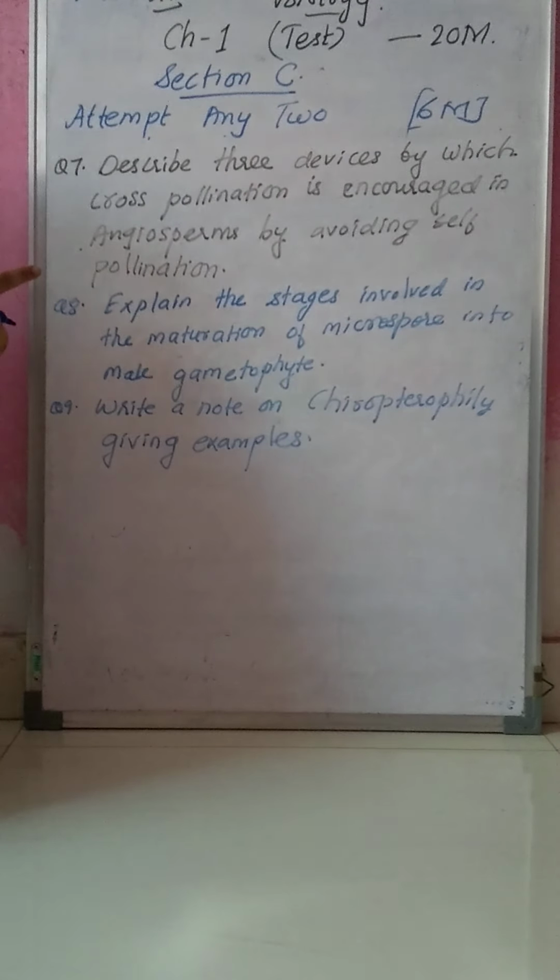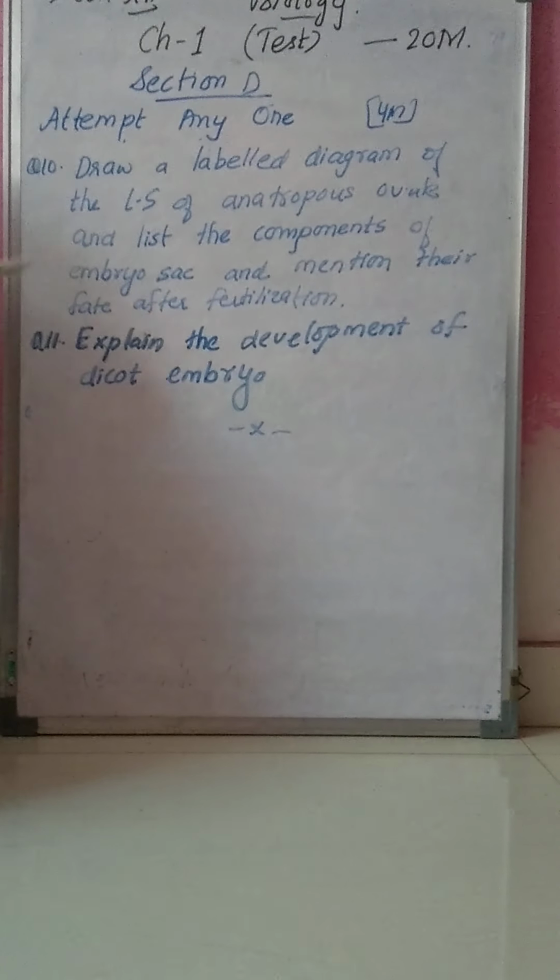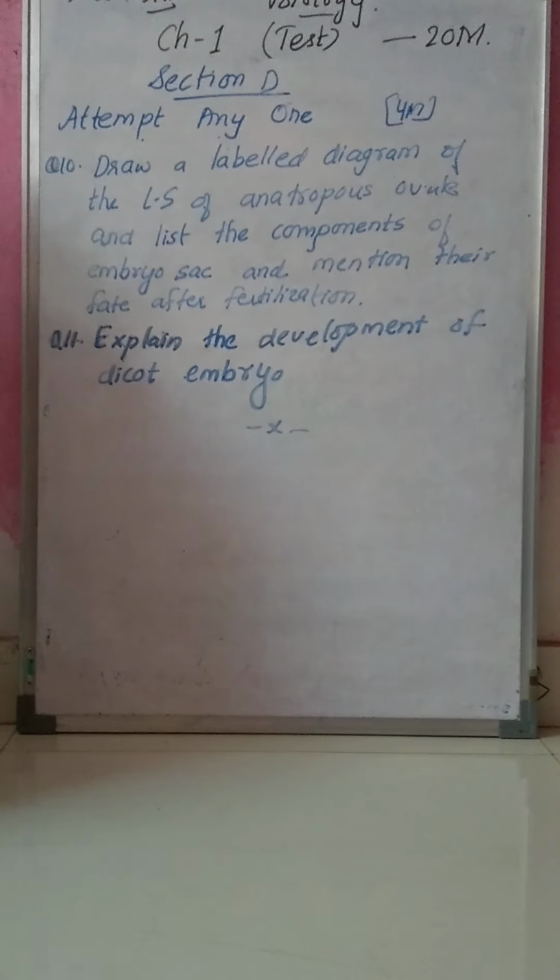Then second, list the components of embryo sac. Now the second part is you have to write about the components which are present in the embryo sac. And the last, third part is, mention their fate after fertilization. This question is divided into 3 parts, so you have to attempt every part, then only you will get 4 marks.